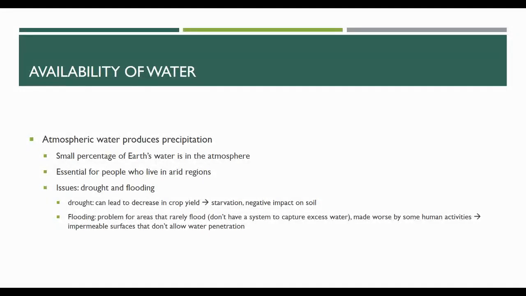Flooding is a bigger problem for areas that rarely flood because they don't have a system to capture that excess water. And flooding is made worse by some human activities like creating impermeable surfaces, like parking lots, buildings, and things like that, that don't allow for water penetration. So normally over land, when it rains, eventually that water will be absorbed by the soil. But if we have an impermeable surface there, that's not going to happen. Got to wait for that to evaporate.